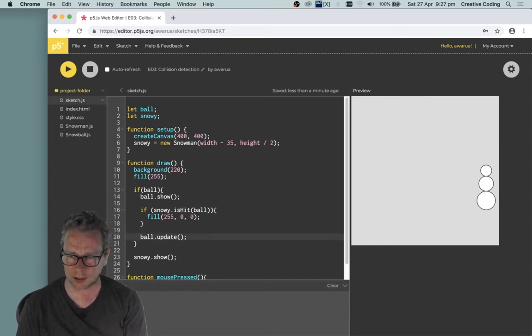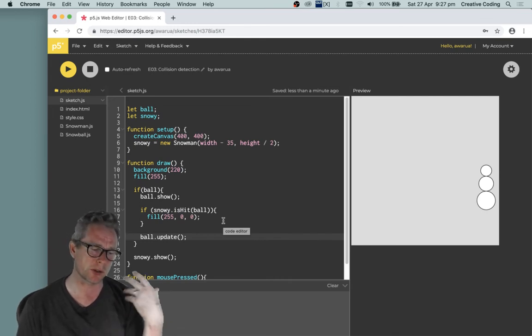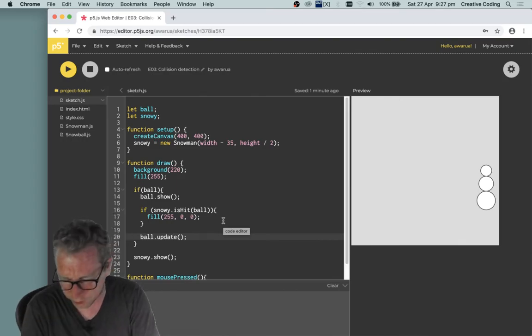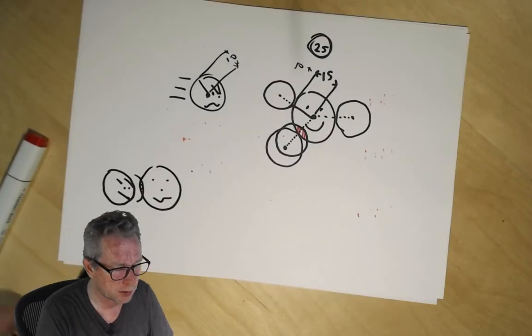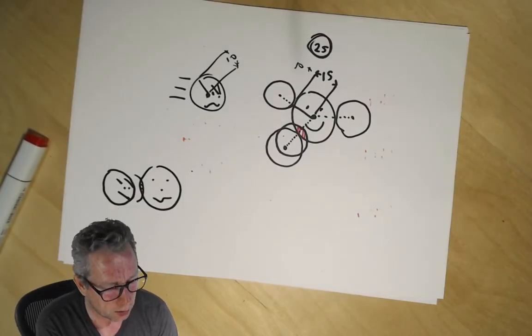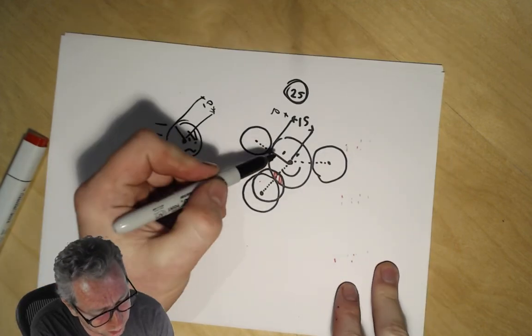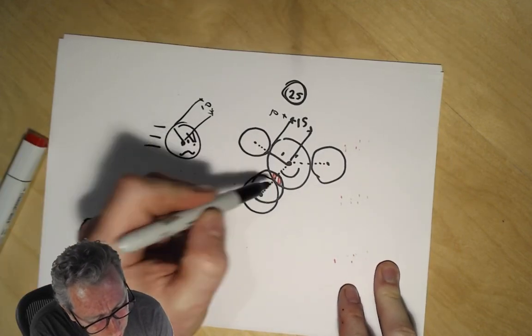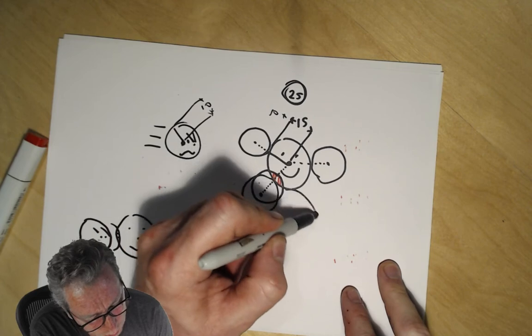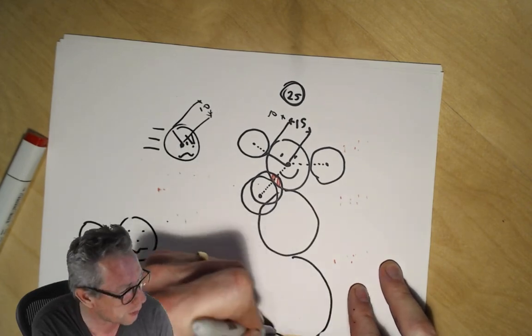Okay, we've done the head, so let's now think about how we could do a similar test on the tummy or the foot of the snowman. So if I go back to my sketch, we've got the head with balls coming from every direction. We've got the tummy, and we've got the foot of the snowman.